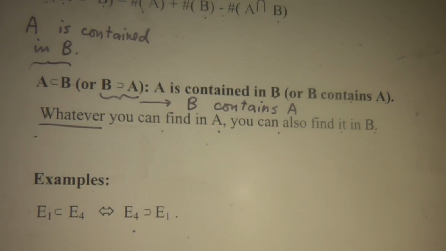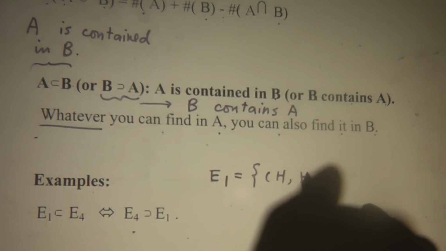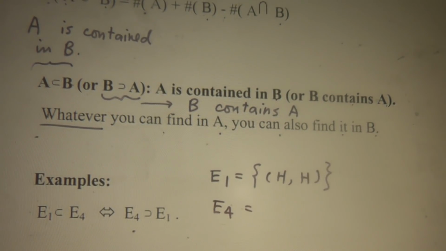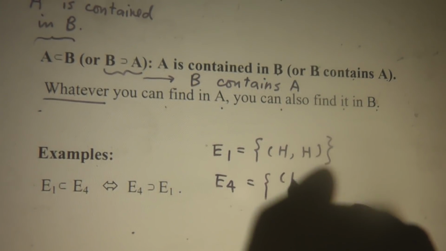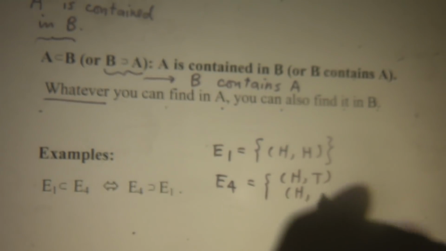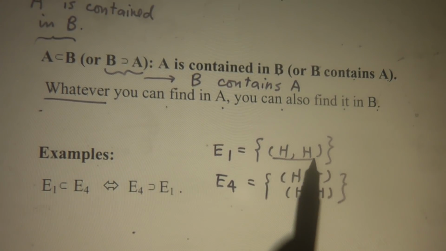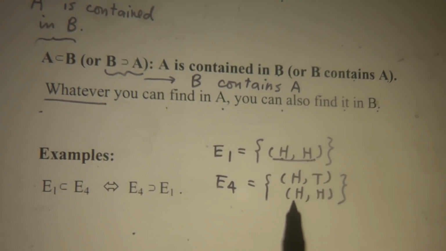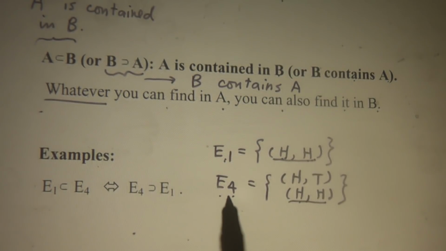For example, what's E1? E1 is we see two heads in a row. And what's E4? E4 is, in random experiment 1, we see a head on the first flip. So this is head-tail and head-head. Look here. Whatever you find in E1, in this case we have only one possible outcome, head-head, you can also find head-head in E4. Whatever you have, I have. So E4 contains E1, or we say E1 is contained in E4.